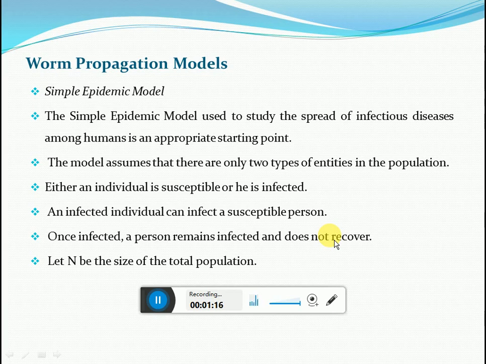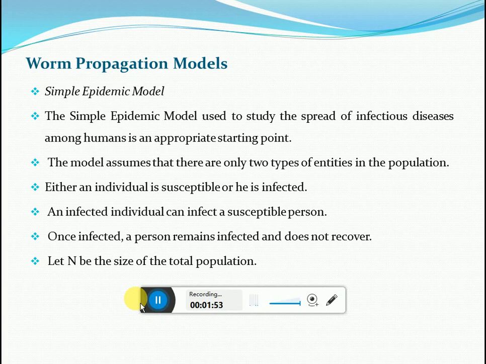Basically, it is a kind of mathematical model which helps us to analyze the way in which worms or some kind of disease propagate in a human being. This simple epidemic model assumes that there are only two categories of people, that is, either the individual is susceptible or he is infected. One category is the set of people who are not infected, the other category is the set of people who are infected by some particular disease.